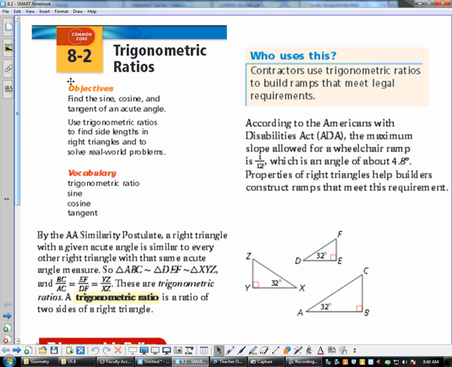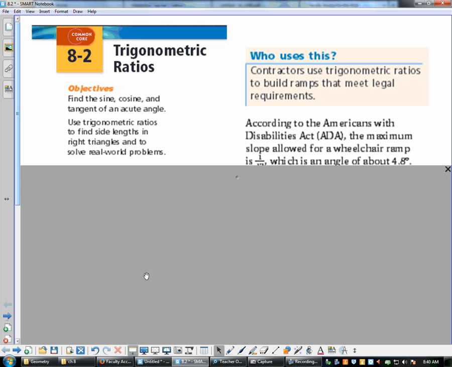Okay, so we're looking at section 8.2, trigonometric ratios. The objectives in this section are to find the sine, the cosine, and the tangent of an acute angle, to use trig ratios to find side lengths in right triangles, and to solve real-world problems.